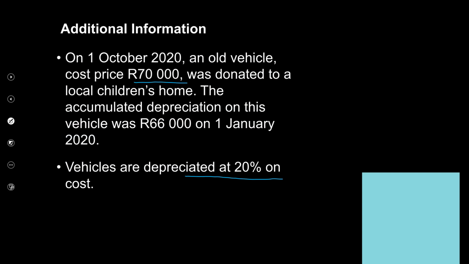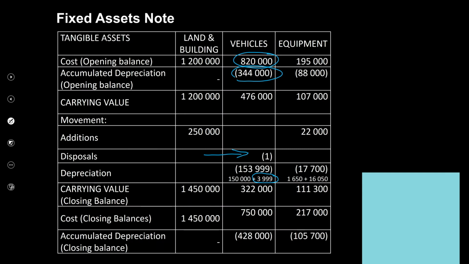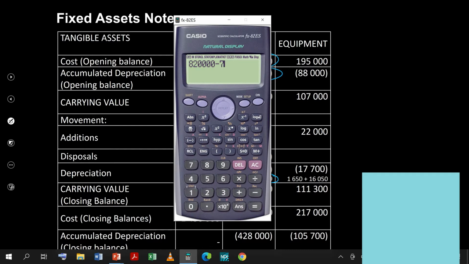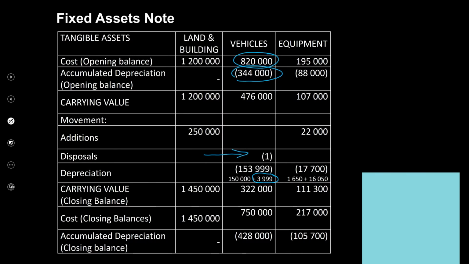The cost price of the vehicle that we disposed of was 70,000. Therefore, in our calculation here, you can see that minus the 70,000, and this will then give you a figure of 750,000 times your 20%, okay? And that gives you a figure of 150,000. Voila, there's my 150,000 Rand.